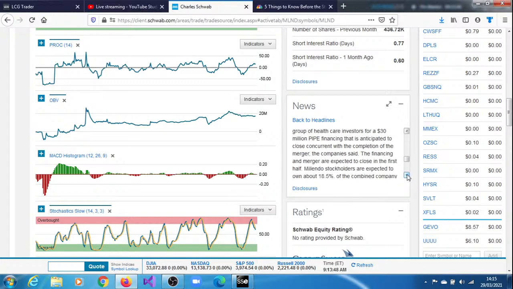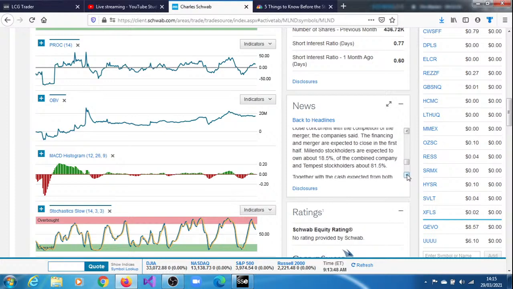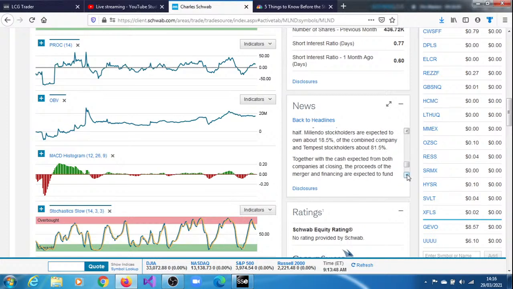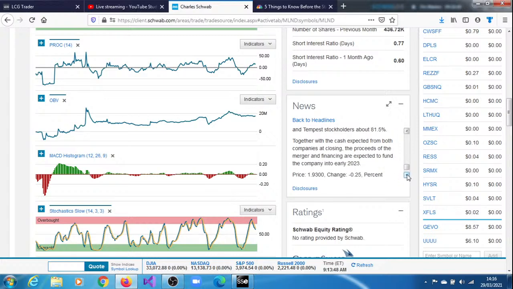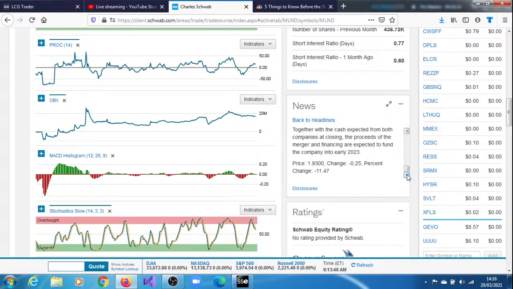The company said the financing and merger are expected to close in the first half. Milendo stockholders are expected to own about 18.5% of the combined company, and Tempest stockholders about 81.5%. Together with the cash expected from both companies at closing, the proceeds of the merger and financing are expected to fund the company into early 2023.